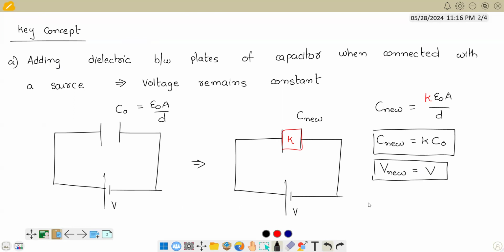Next, from this, what is the new energy? The new energy in this case is half C into V square, so half C new V square, so half K C naught V square. If you notice, the new energy would be K times the old energy. The old one would be E naught equals half C naught V square. We got K times of that, so K times E naught.